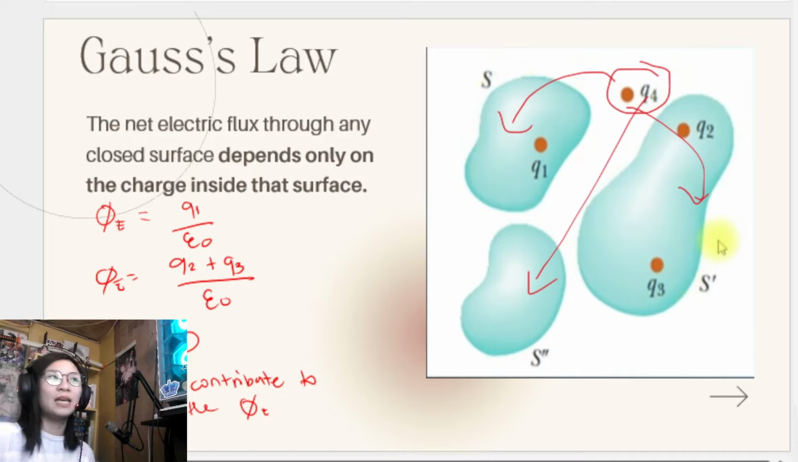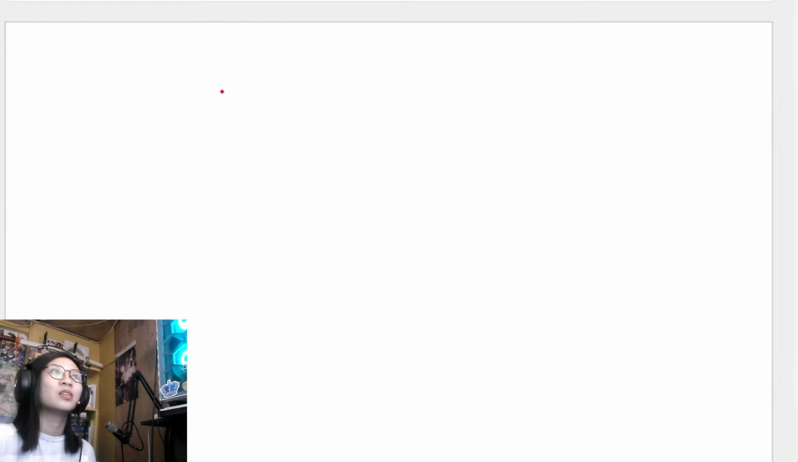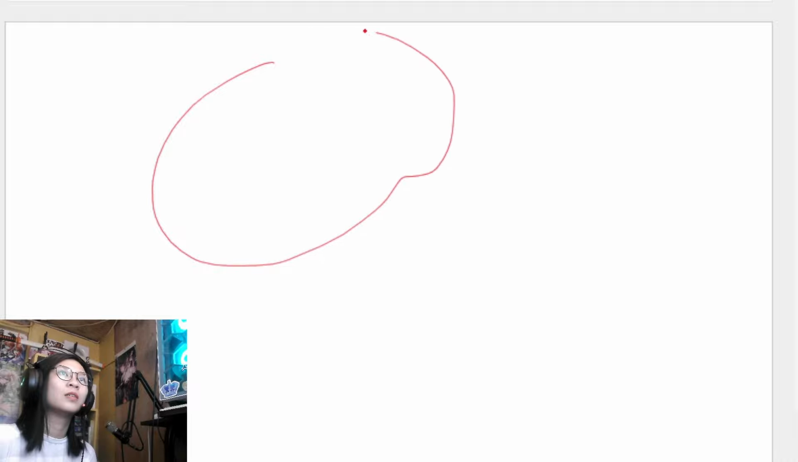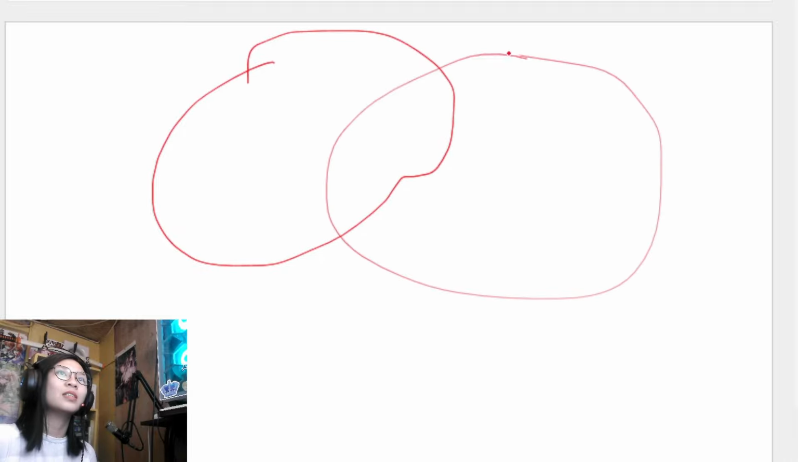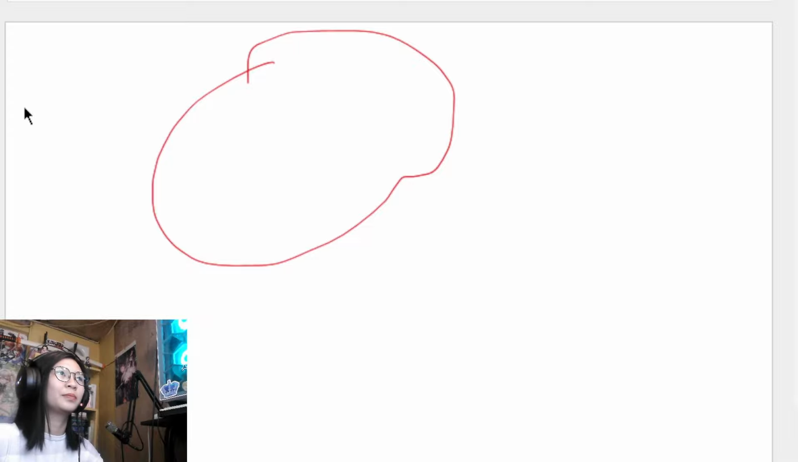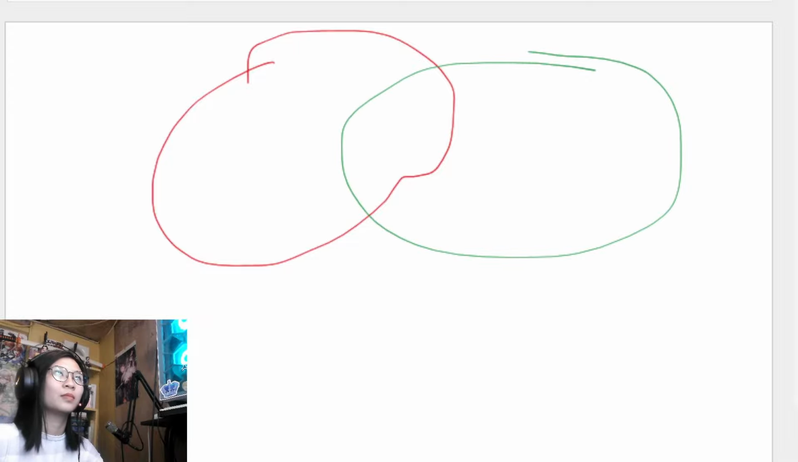Okay? So, same with the overlapping surfaces. So, let's say we have overlapping surfaces. We have this. No, mali. Color. Okay?